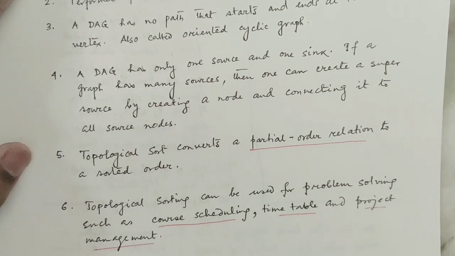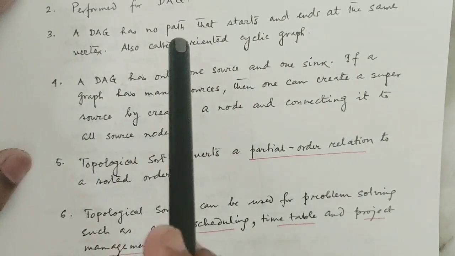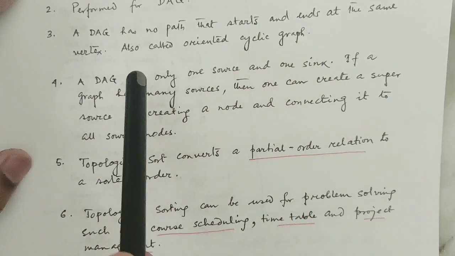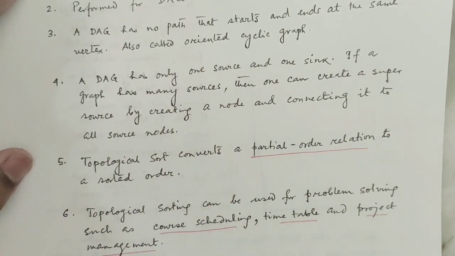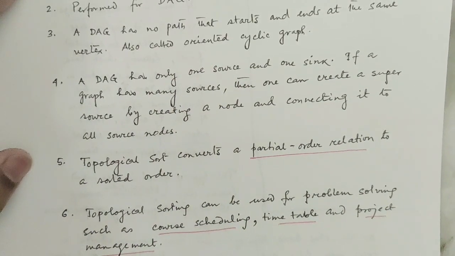And what a DAG is, that I mentioned: a DAG has no path that starts and ends at the same vertex, and it is also called an oriented acyclic graph. And a DAG has only one source and one sink. And what does it mean, source and sink?